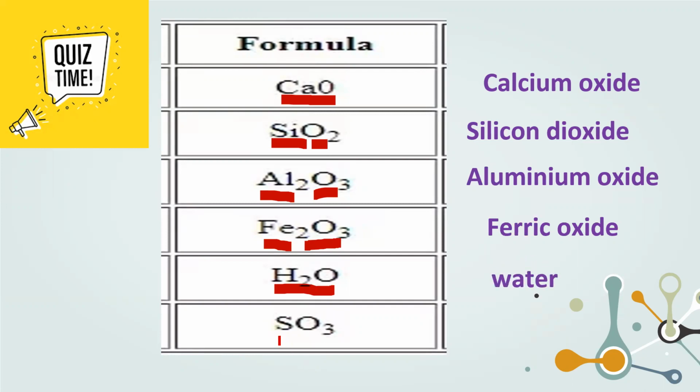And sulfur will combine with oxygen. They will form sulfur trioxide. It will form sulfur trioxide. Okay.